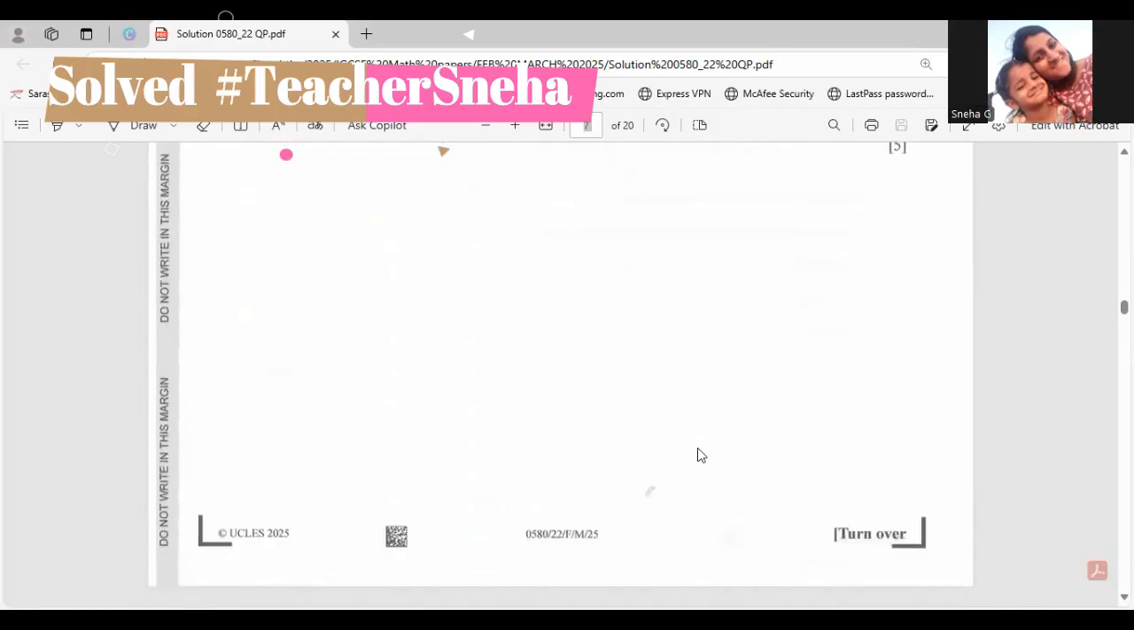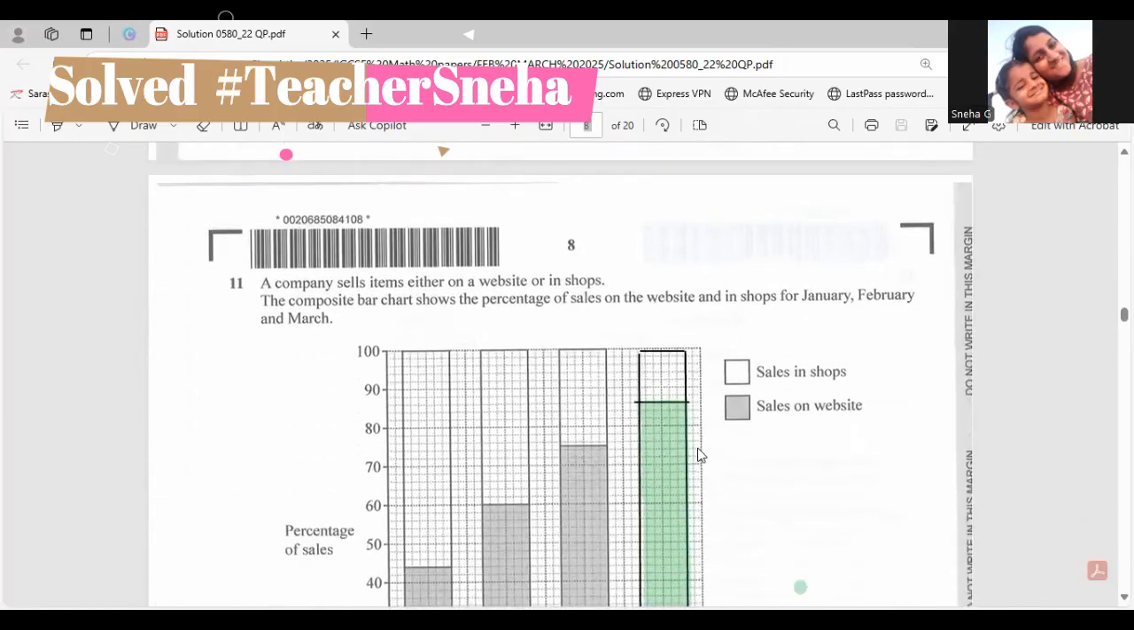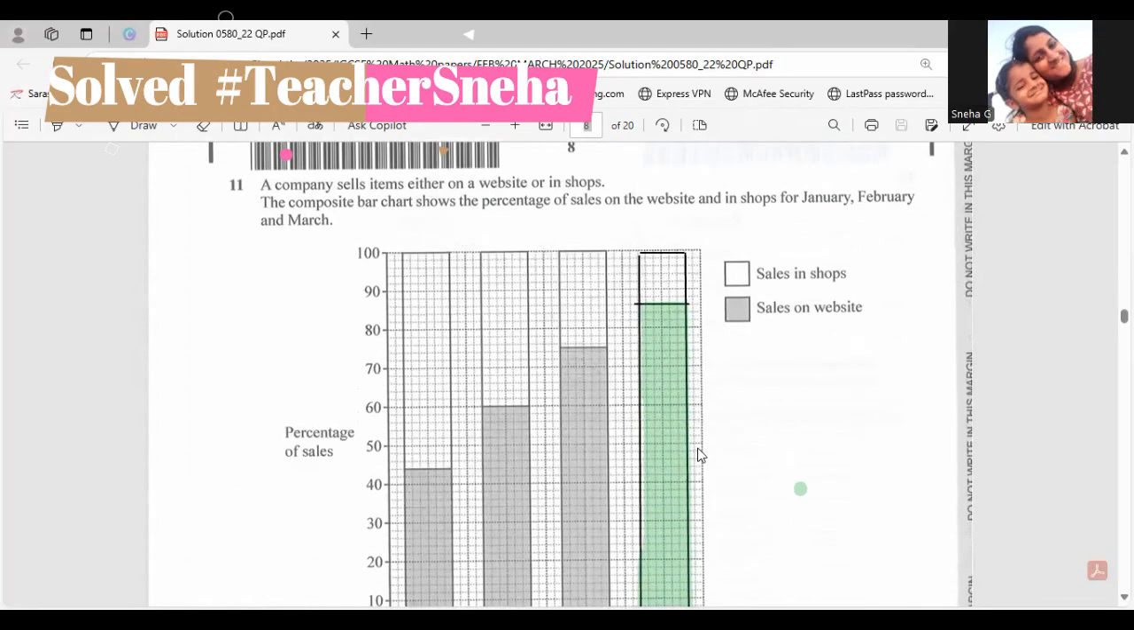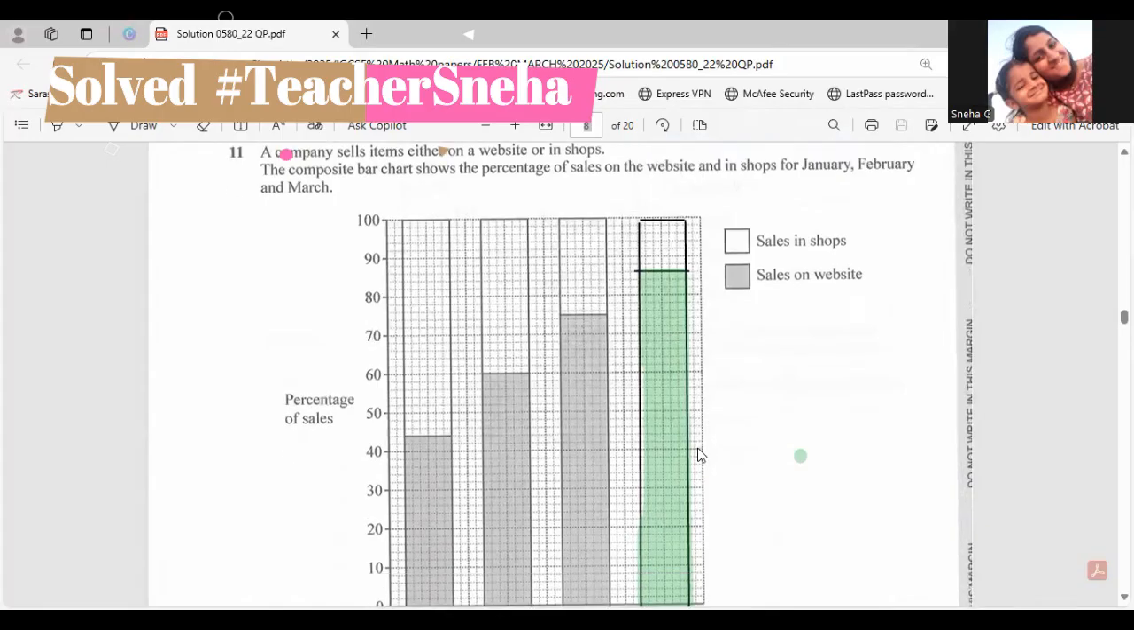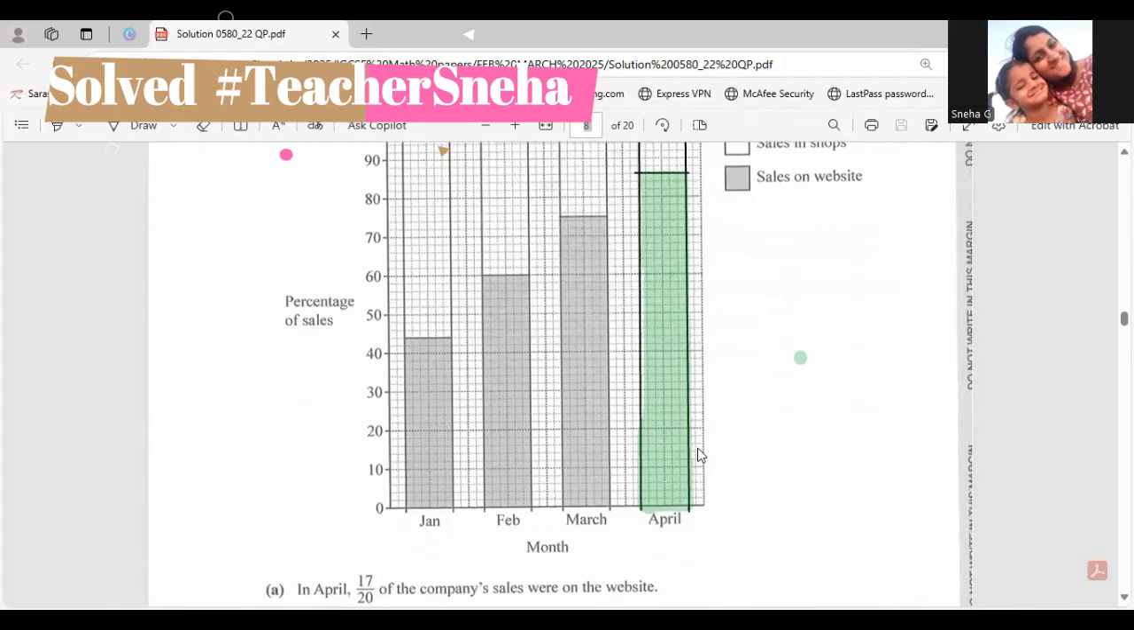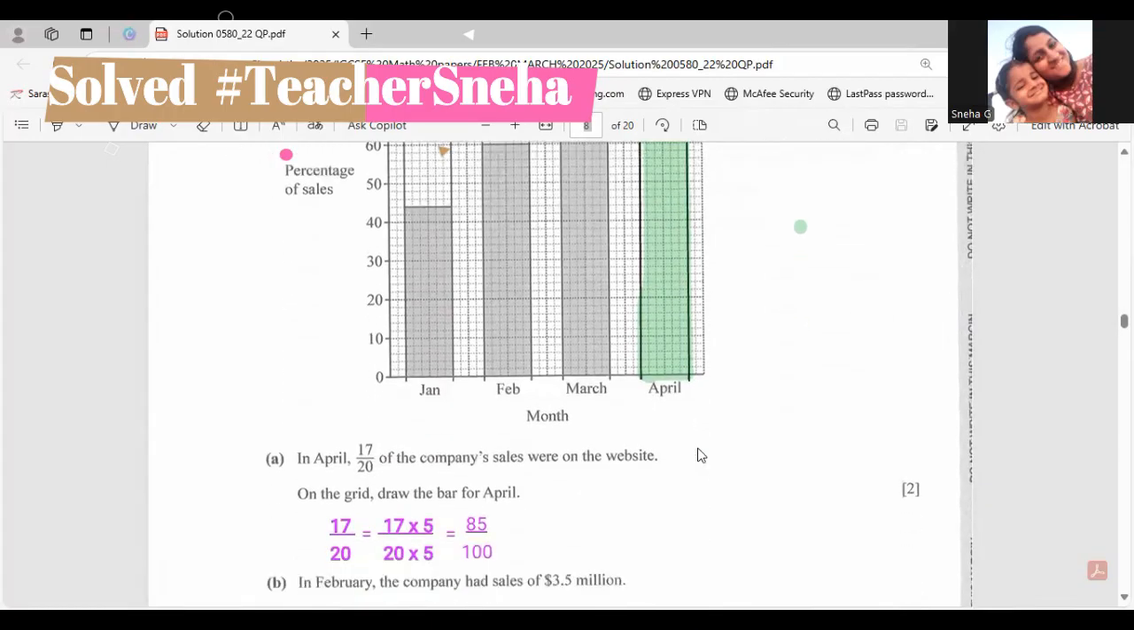Moving further to the next question, question number 11. It's a graph question. A company sells items either on the website or in shops, and the bar graph represents the information given below. The composite bar chart shows percentage of sales on the website and in the shops for January, February, and March. Looking further at the questions, in April, 17 upon 20 of the company's sales were on the website. We have to put this up on the grid.